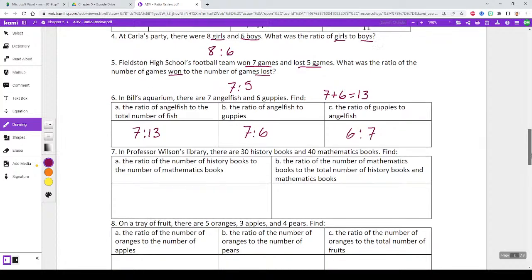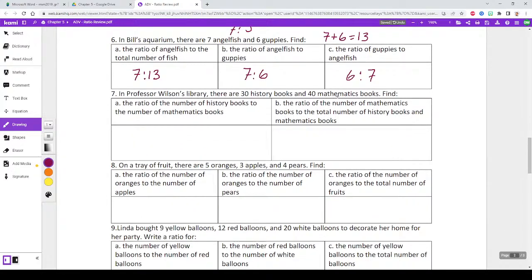Okay, in Professor Wilson's library, there are 30 history books and 40 mathematics books. Find the ratio of the number of history books to the number of mathematics books. So that's 30 to 40. Then we want to find the number of mathematics books to the total number of history and mathematics books. So the number of books are 30 plus 40, which is 70. So we're looking at 40 to 70.